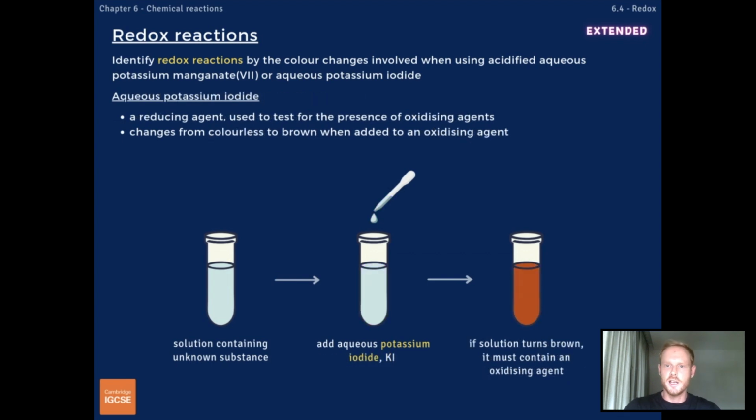Aqueous potassium iodide is a reducing agent, which can be used to test for the presence of oxidizing agents. When added to an oxidizing agent, the aqueous potassium iodide changes from colorless to brown.